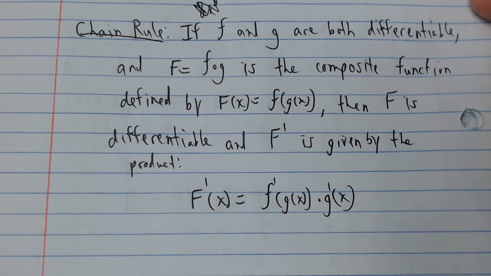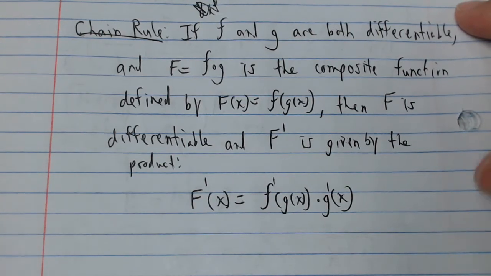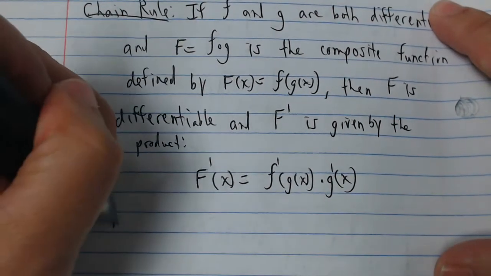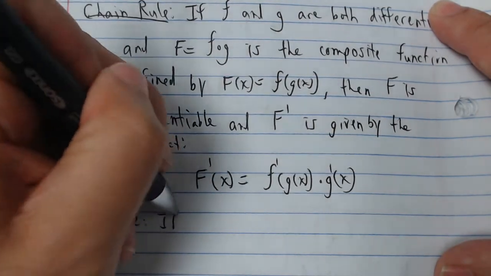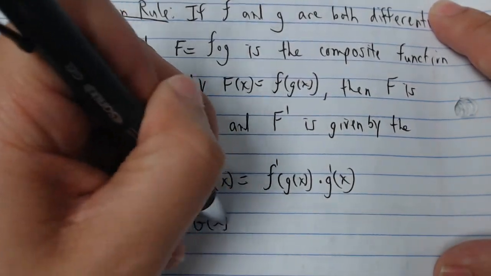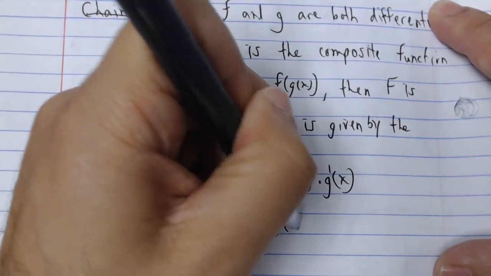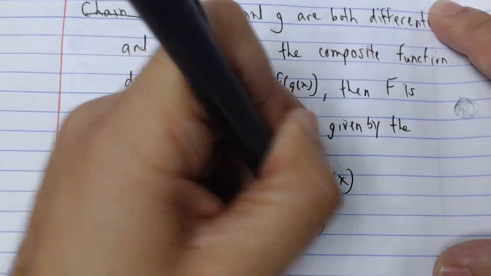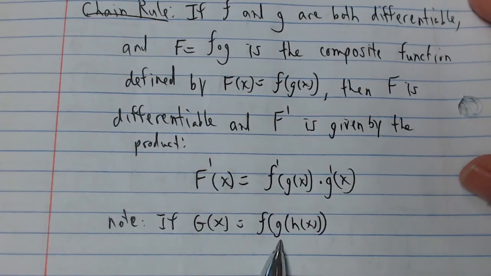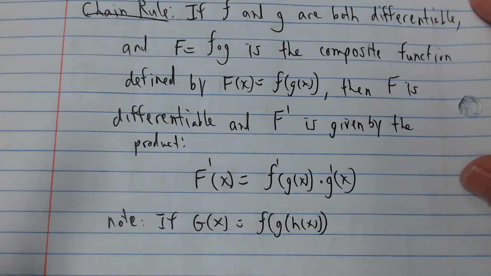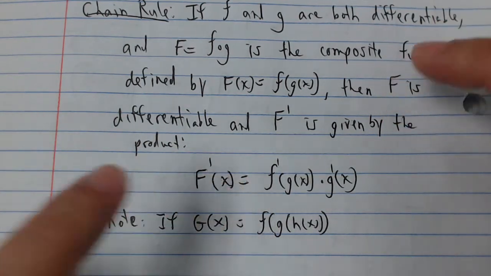So this is a composition of two functions, but I could have a composition of three functions. So for example, we could make a note here. Let's say capital G of x is defined as f of g of h of x. If I said find the derivative of this, you'd notice, wait a minute, I have a composition of functions, so I have to use the chain rule. So it's kind of like you're working your way from the outside all the way in.